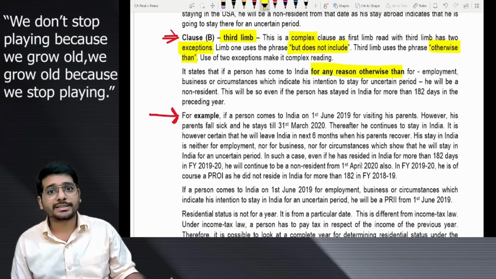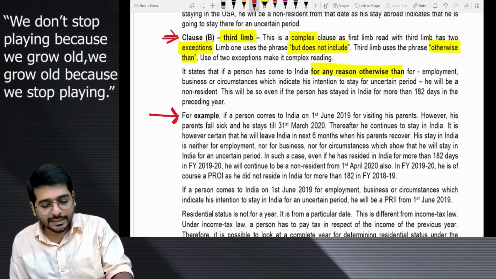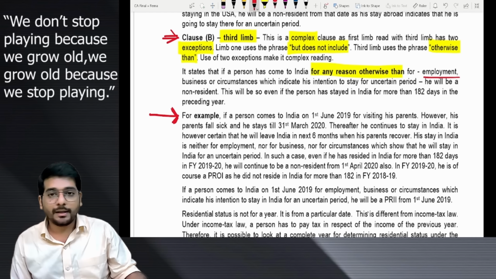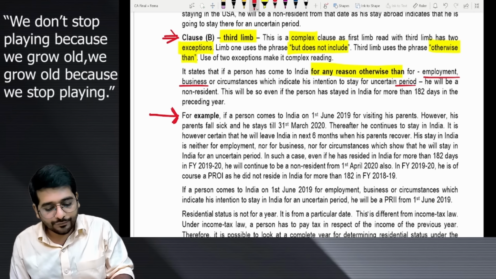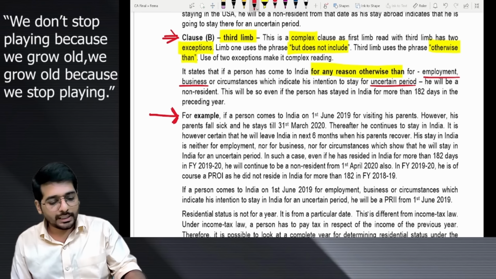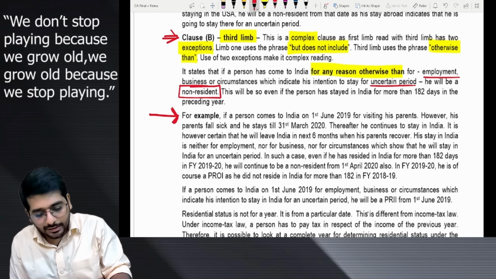He came to India, yes sir. For which reason? Any reason otherwise than employment, otherwise than business, otherwise than stay for an uncertain period. He will be treated as a non-resident. Otherwise than.